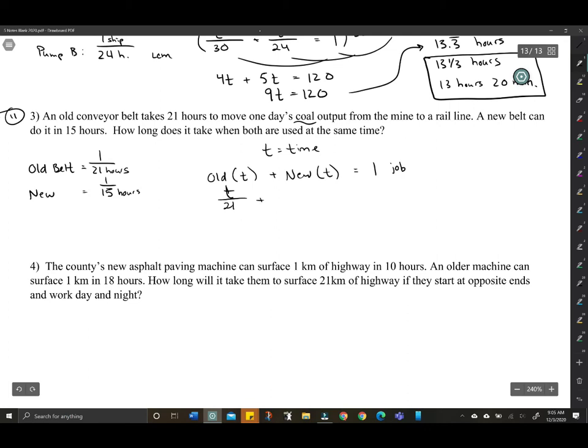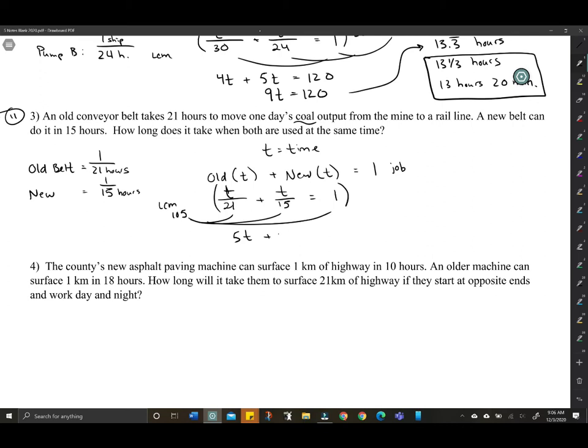21 and 15, let's figure out the least common multiple of those. Math, num, down to LCM. That's what I'm doing in my calculator. 21 and 15. 105. So LCM is 105. And distribute that to all three. 105 divided by 21 is 5. Plus 105 divided by 15 is going to be 7. And that's going to equal 105.